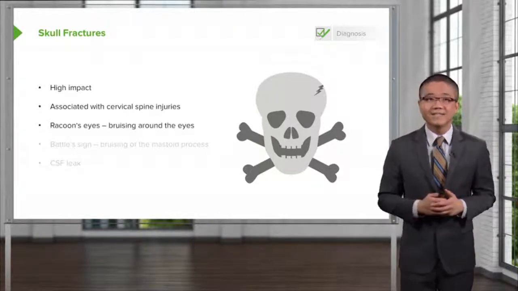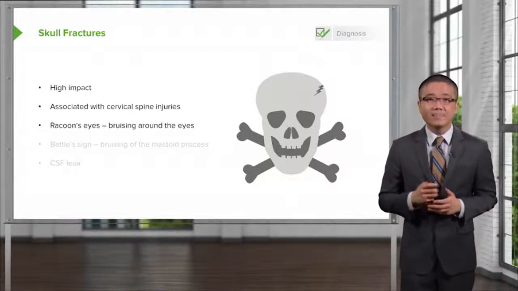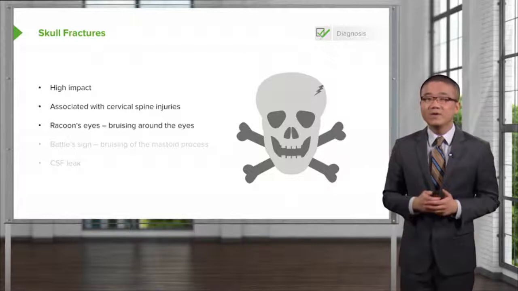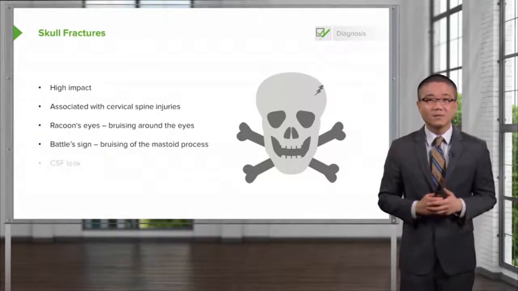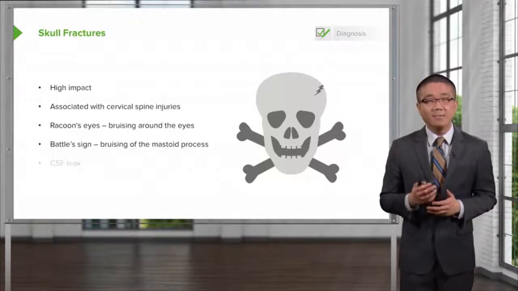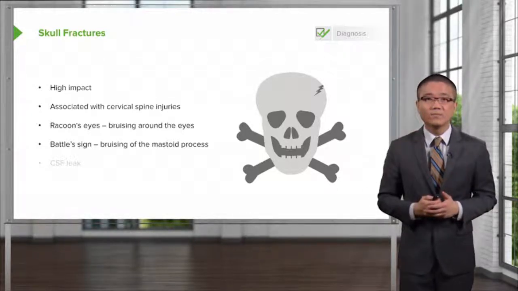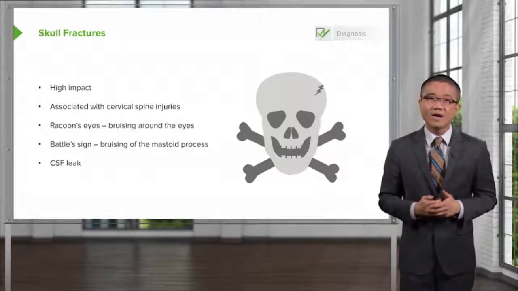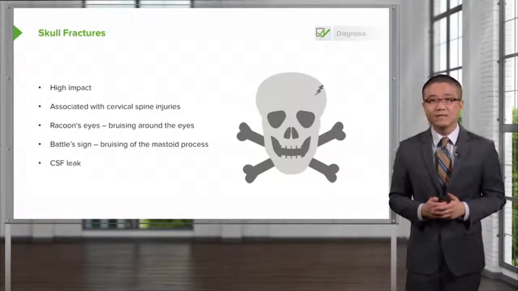Some very important classic signs include raccoon's eyes, which is a bruising around the eyes. Remember, raccoon eyes and Battle sign are signs of a basilar skull fracture. Battle sign is bruising around the mastoid process. Just to review, raccoon's eyes is bleeding or bruising around the eyes, and Battle sign is bruising of the mastoid process just behind the ear. And depending on the severity, the patient can have a CSF, cerebrospinal fluid, leak.